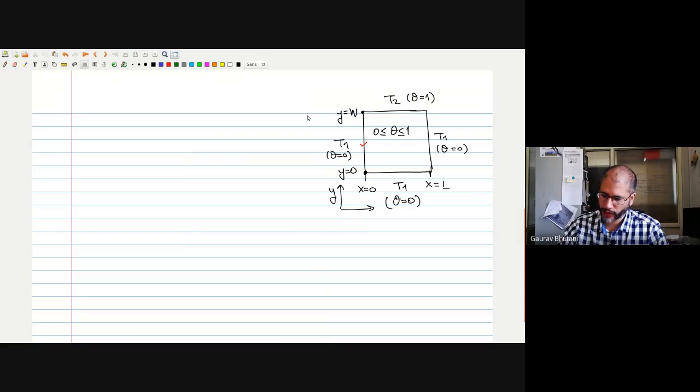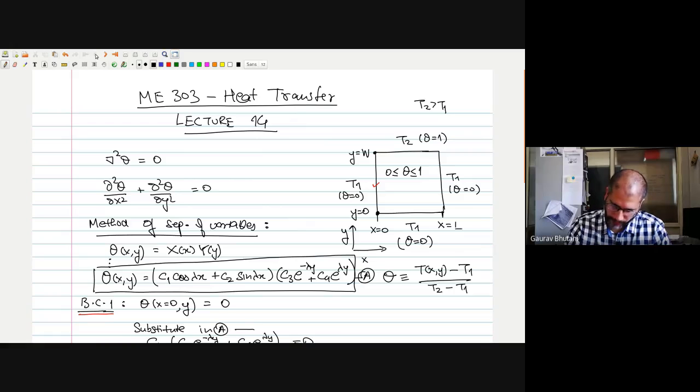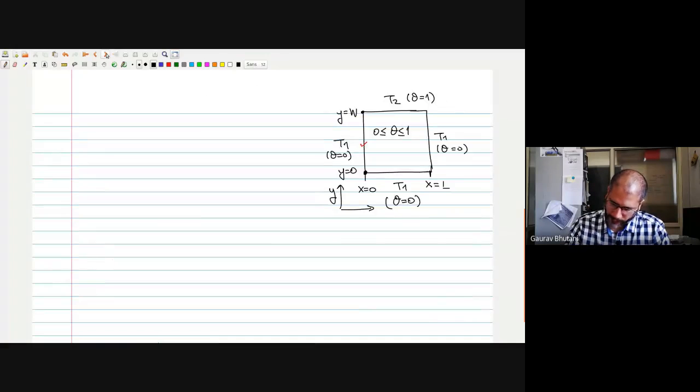Okay, so let's apply the next boundary condition. So last time we called it BC1, and I'll call it left. Okay, that's easy to remember. So then I'll call BC2, which is the bottom boundary. Okay, so that is this one. So in this boundary, what we have is theta at any x for y equal to 0. That's the bottom boundary.